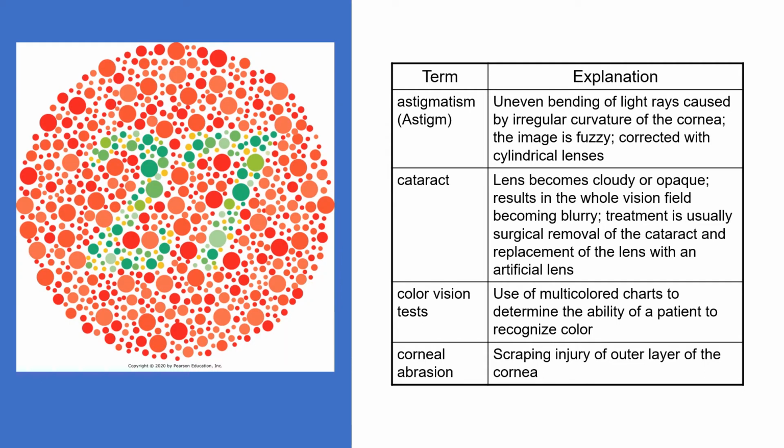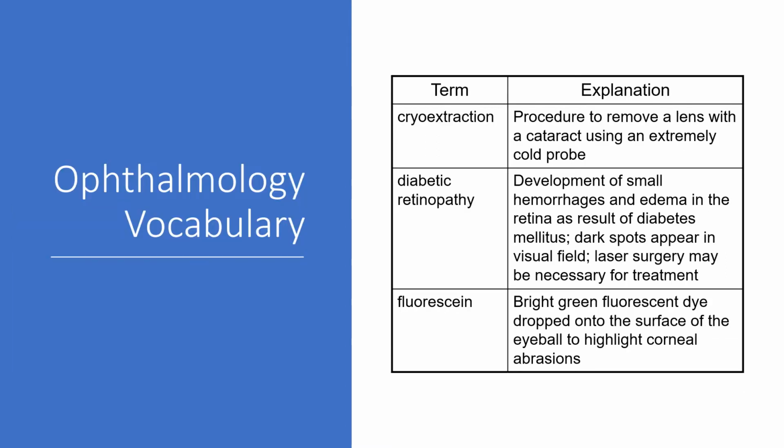A color vision test uses multicolored charts like the one seen here to determine the ability of a patient to recognize color. And with normal vision, you should be able to see the number 27 in this chart. A corneal abrasion is the scraping injury of the outer layer of the cornea. A cryoextraction is a procedure used to remove a lens with a cataract using an extremely cold probe.